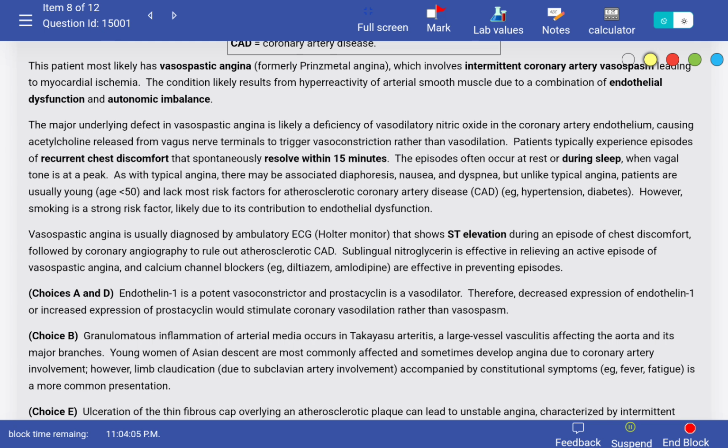So this patient most likely has vasospastic angina, that was formerly called Prinzmetal angina, right? Which involves intermittent coronary artery vasospasm leading to myocardial ischemia. The condition likely results from hyperactivity of arterial smooth muscle due to a combination of endothelial dysfunction and autonomic imbalance, right? Combination of endothelial dysfunction with autonomic imbalance.